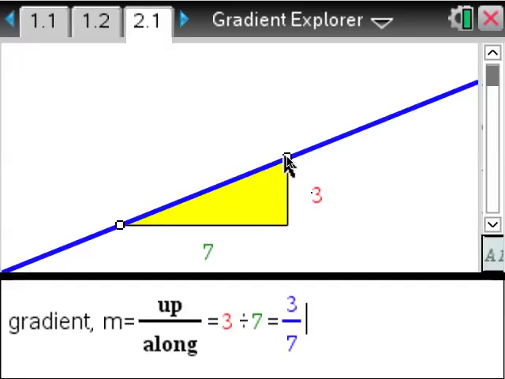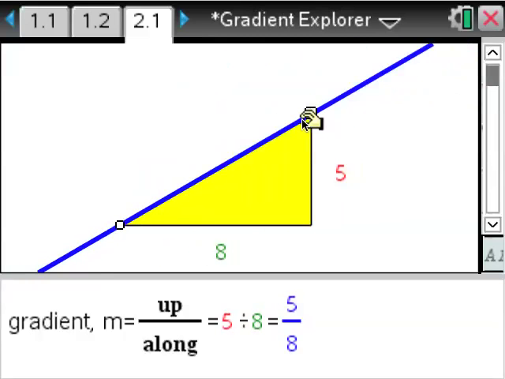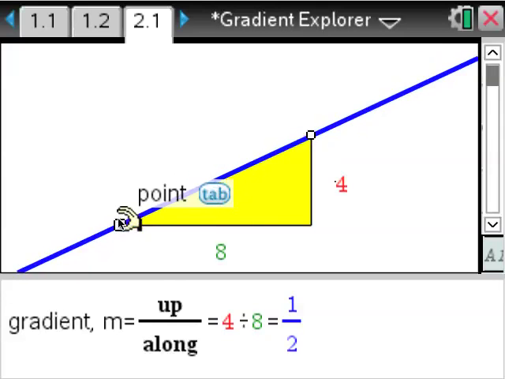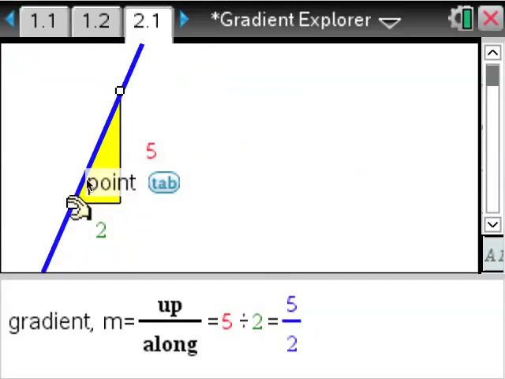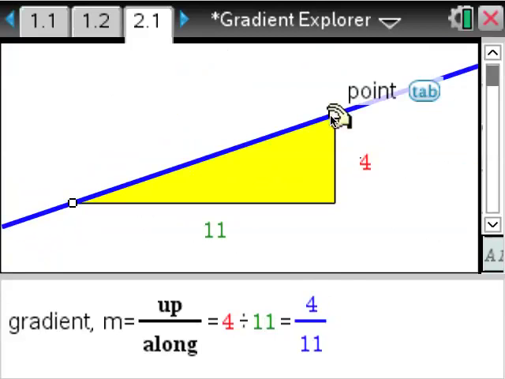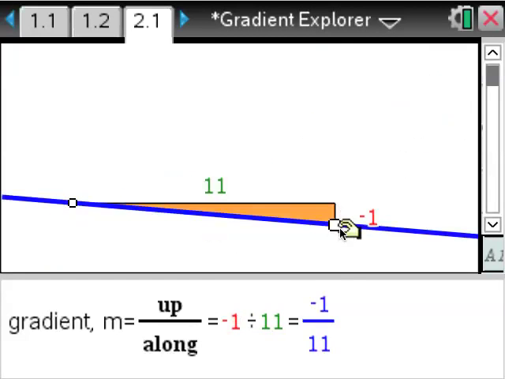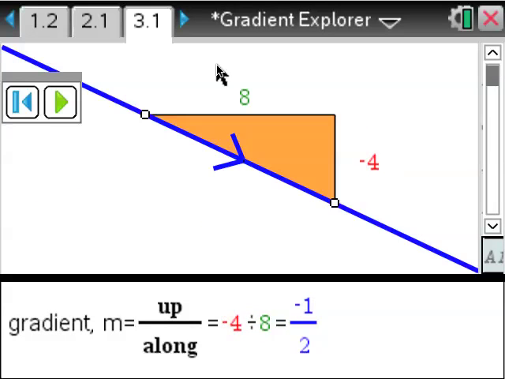On page 2.1 what we have here is the ability to grab either of these points, and you can see that the gradient is effectively the vertical distance divided by the horizontal distance. When the line is sloping up, the triangle is yellow. Where it's sloping down, it's orange. And no matter which orientation you have, you start to see the behavior coming through. This is for students to recognize there's a key difference between lines which are sloping with a positive gradient and those which have a negative gradient.